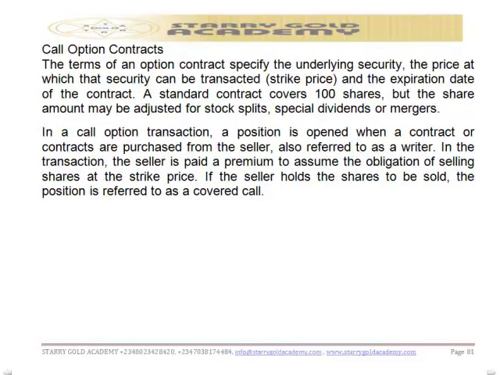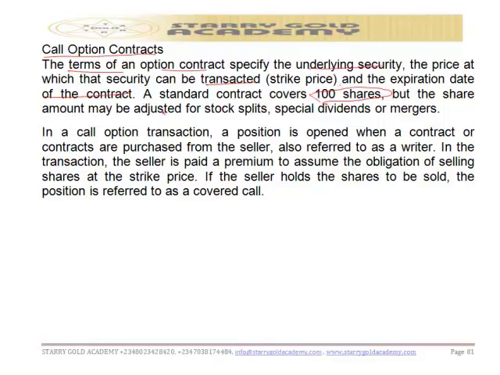When we are talking of call option contracts, the terms of an option contract specify the underlying security, the price at which the security can be transacted, and the expiration date. It will tell you what the underlying security is, what the price to be sold is, and what the expiration date of the contract is. And the standard contract covers 100 shares, which I call a lot. But the share amounts may be adjusted for stock split, special dividend, or merger.